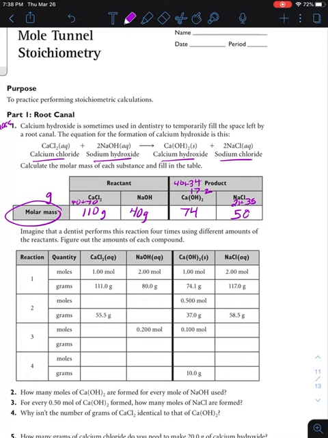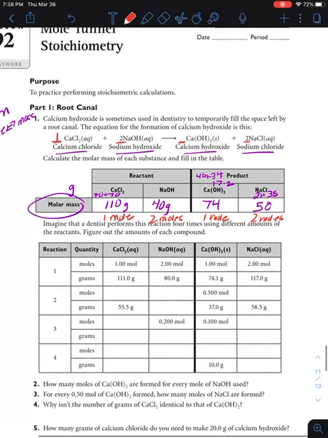So taking a look at not only the molar mass, we have to be considerate of what's going on in the chemical equation. So we know that there is 1 mole of CaCl2, 2 moles of NaOH, and you can see it again going back to the original equation. 1 mole of calcium hydroxide and 2 moles of NaCl. So as we go through this, we're going to be looking at both the moles and the mass. So let's take a look.